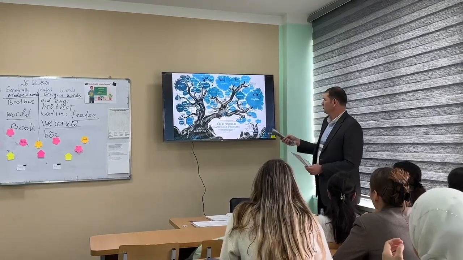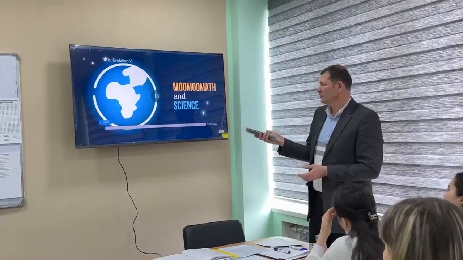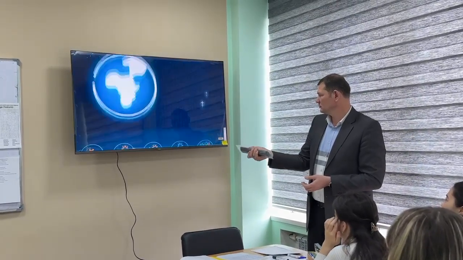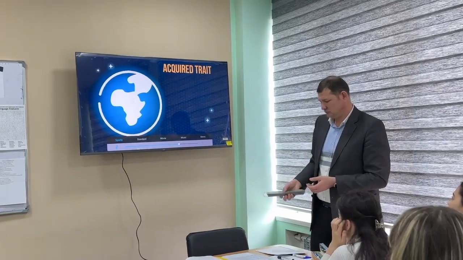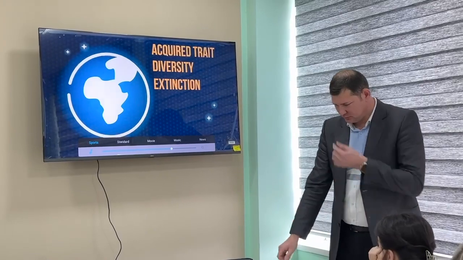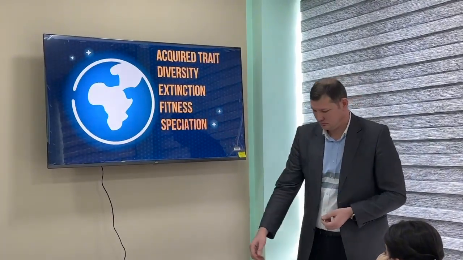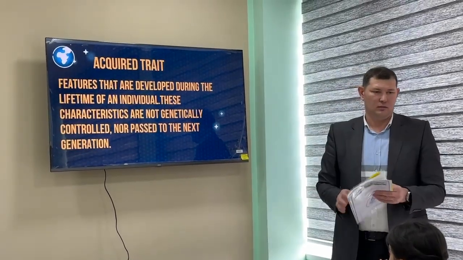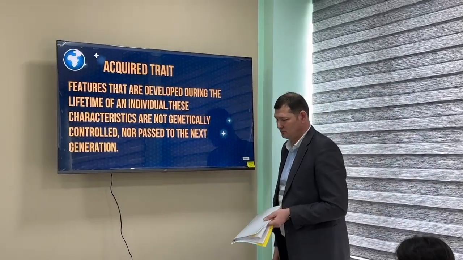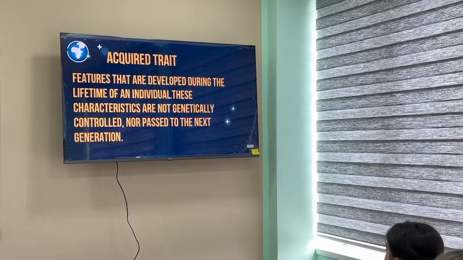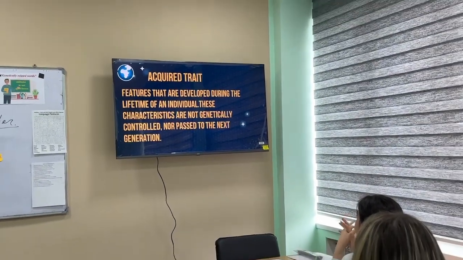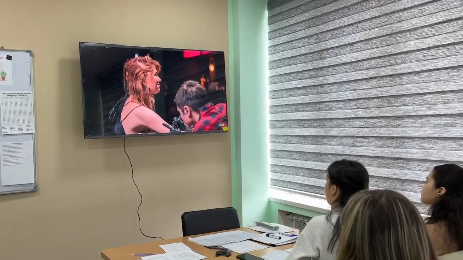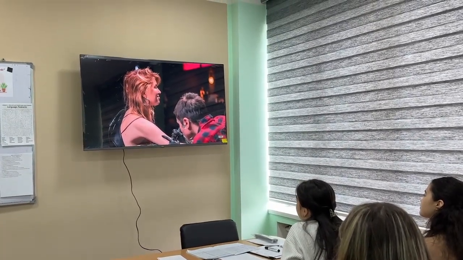Next information. Okay, let's watch some interesting video. Let's go over vocabulary related to evolution. And in this video, we will go over acquired trait diversity, extinction, fitness, speciation, and genetic variation. So let's get started. Acquired trait, features that are developed during the lifetime of an individual. These characteristics are not genetically controlled nor passed to the next generation. And in the picture is an example. The lady getting the tattoo will not pass the tattoo on to her offspring if she has offspring.